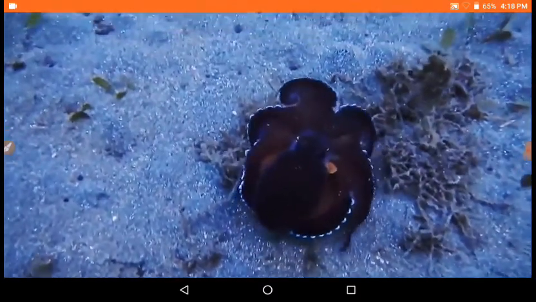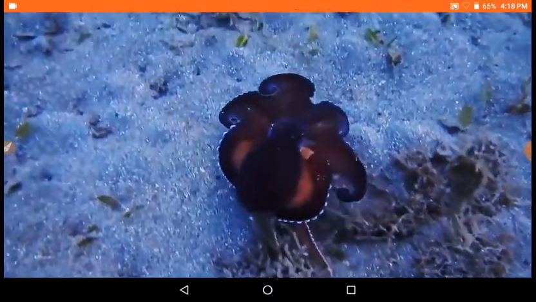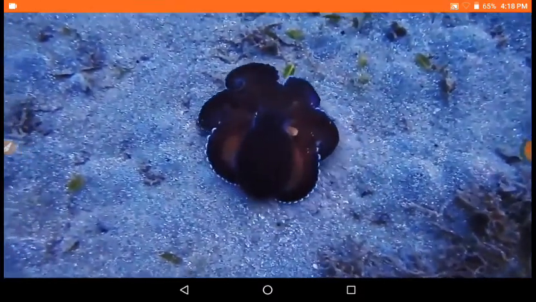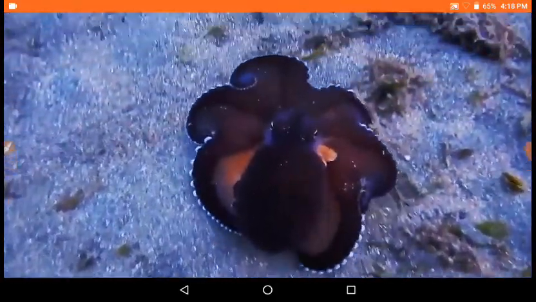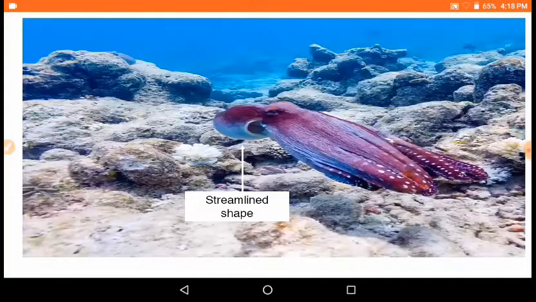Have you ever observed an octopus? Does it have a streamlined shape? No. An octopus has 8 limbs, which help it in catching prey. However, when they catch their prey, octopus change their shape and become streamlined in order to move quicker.